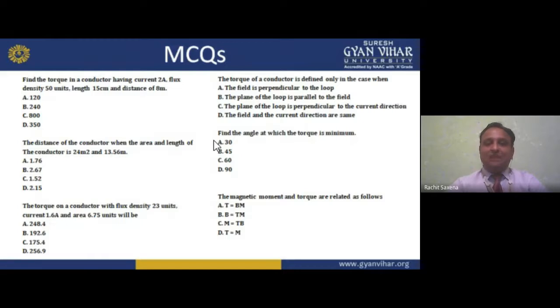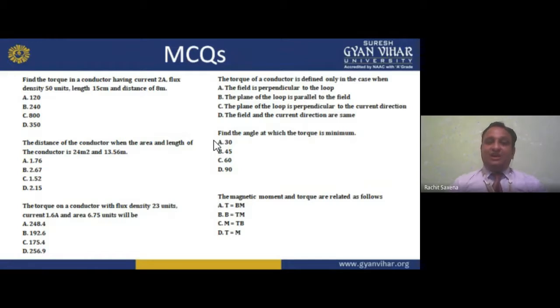So length into breadth will become the area. First change 15 centimeter into meter, divide by 100, and the distance is 8 meter. Then I A into B. I is given, B is given, A you can find. So you will get the answer.